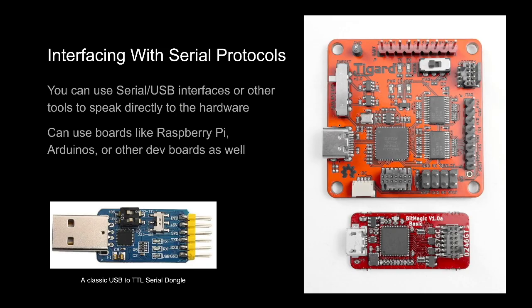If you want to interface with a serial protocol, it's fairly straightforward. You can use serial or USB interfaces that speak directly to the hardware. An example here is a TigerAard, which speaks a lot of different protocols, or provides the interface for them. There are also USB to TTL serial dongles, which are really useful for a lot of devices. But if you don't have these kinds of things, if you have a Raspberry Pi or an Arduino or any other kind of dev board, you can use those to interface with serial protocols too, which are very standard. I started out writing a lot of stuff to interact with devices just on an Arduino, and that was kind of my way into a lot of this.